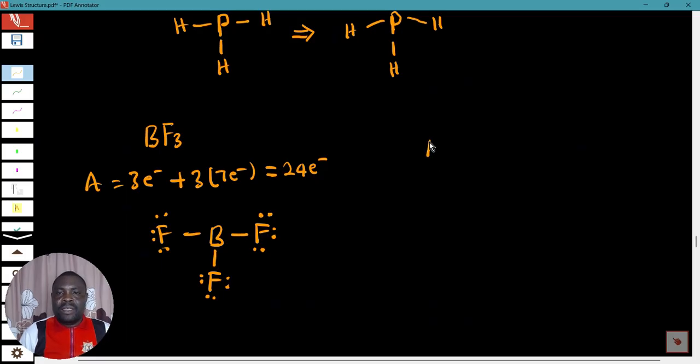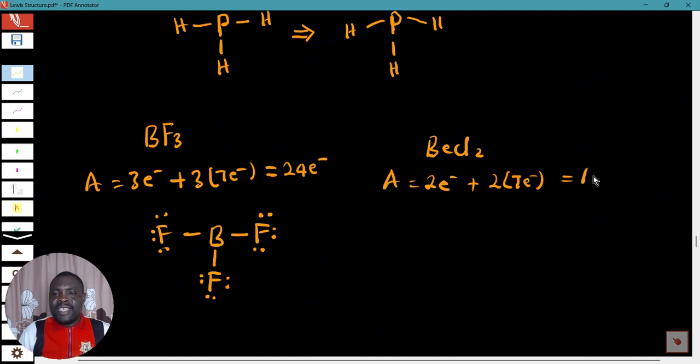Let's look at beryllium chloride. The available electrons in beryllium chloride: beryllium is in group 2, so that is 2 electrons, plus 2 times 7 electrons for chlorine, making a total of 16 electrons. So the magic number is 16.